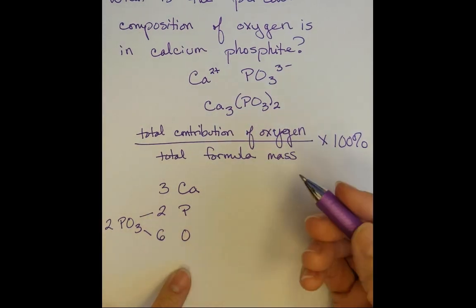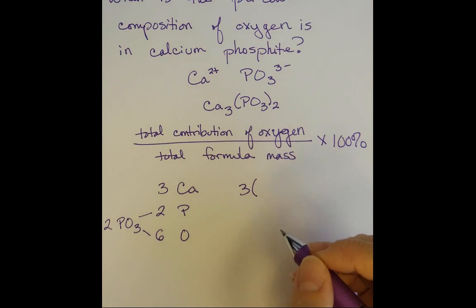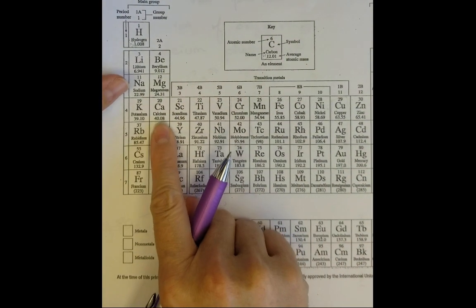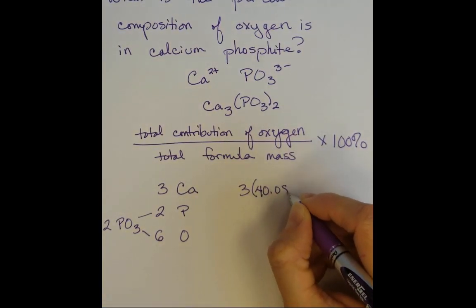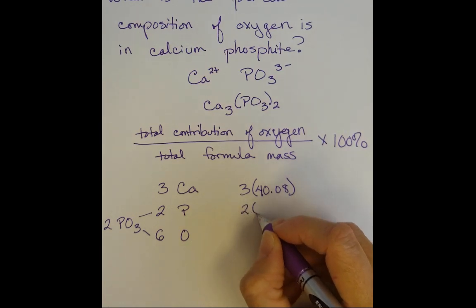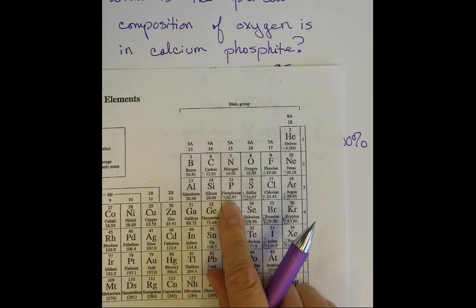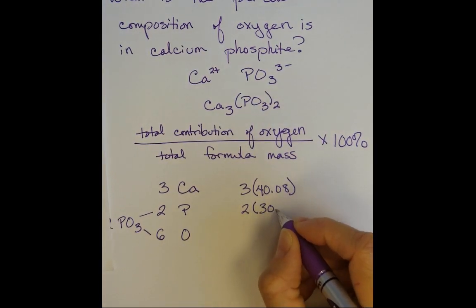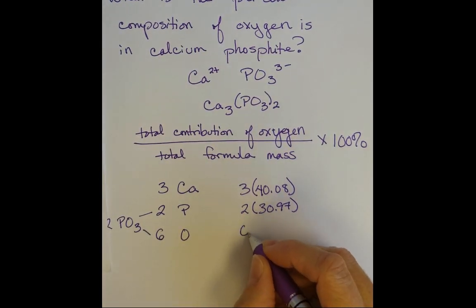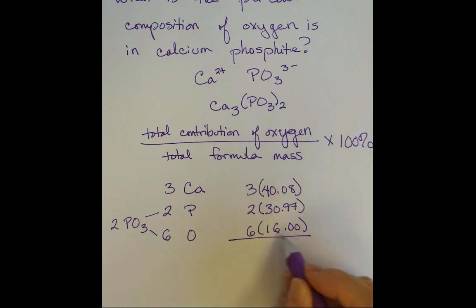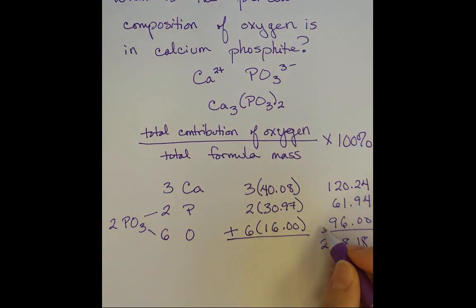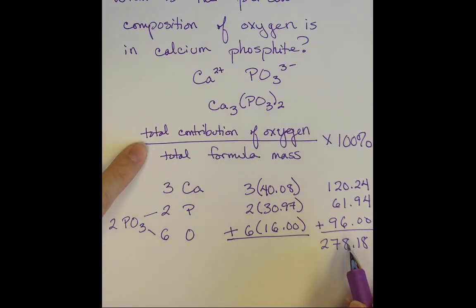Then from here, I'm going to use my periodic table. I'm going to pull that periodic table where I've got calcium with an atomic mass of 40. Phosphorus, there's 2 of those, at 30.97. And oxygen is 16. My goal is to add all of these together. After everything is said and done, we get a total formula mass of 278.18. So I've got my total formula mass now. This is going to be my denominator.